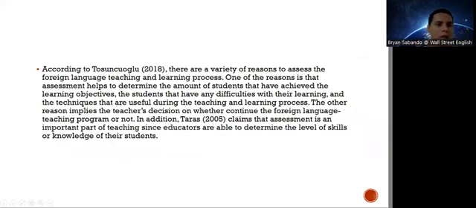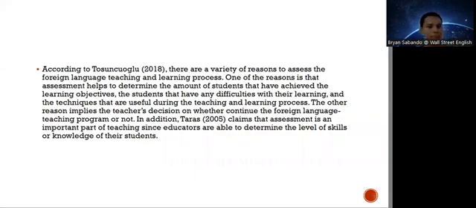Well, according to Tosunkoglu, it's kind of difficult to pronounce, in 2008, there are a variety of reasons to assess the foreign language teaching and learning process. One of the reasons is that assessment helps to determine the amount of students that have achieved the learning objectives, students that have any difficulties with the learning, and the techniques that are useful during the teaching and learning process. The other reason implies the teacher's decision on whether to continue the foreign language teaching program or not.